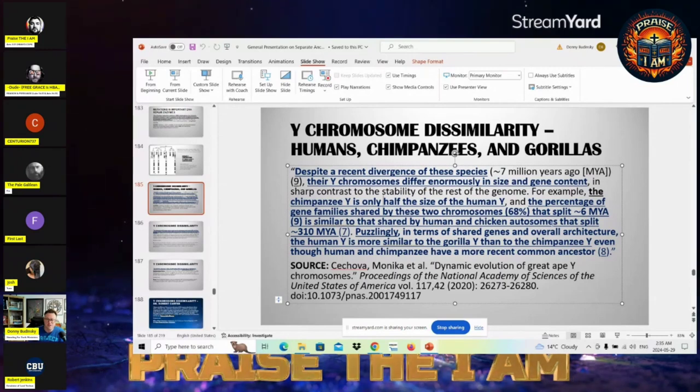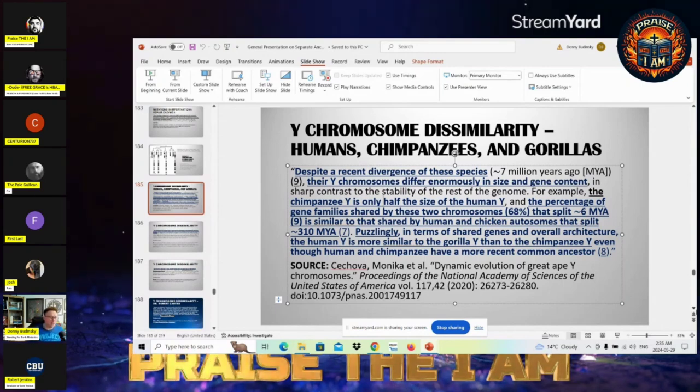Notice this. It says, the percentage of gene families shared by these two chromosomes that split, apparently 6 million years ago, pay close attention, is similar to that shared by human and what? Chicken autosomes that split more than 310 million years ago. That's how different. That's a lot of difference.